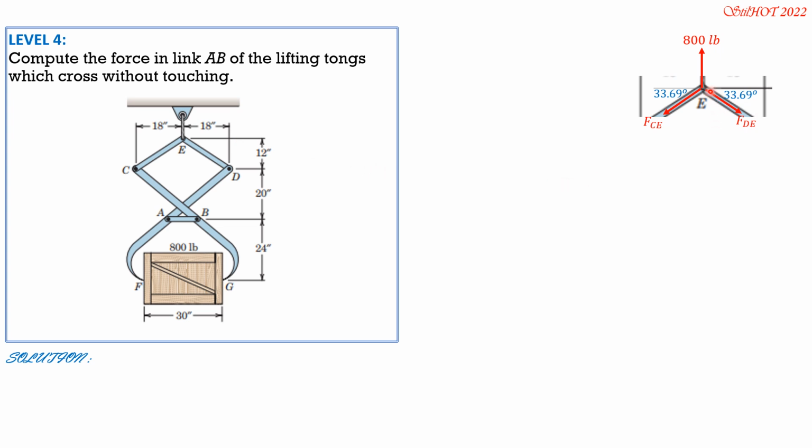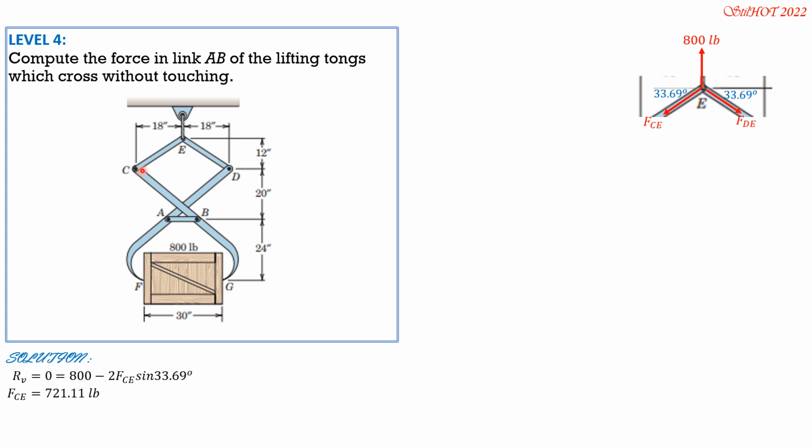So R vertical equals 0 at E. So we have 800 minus vertical component of FCE times 2 because these two are equal. So 800 minus 2 times vertical component of FCE, which is FCE sine of 33.69 degrees. So FCE therefore is equal to 721.11 pounds.